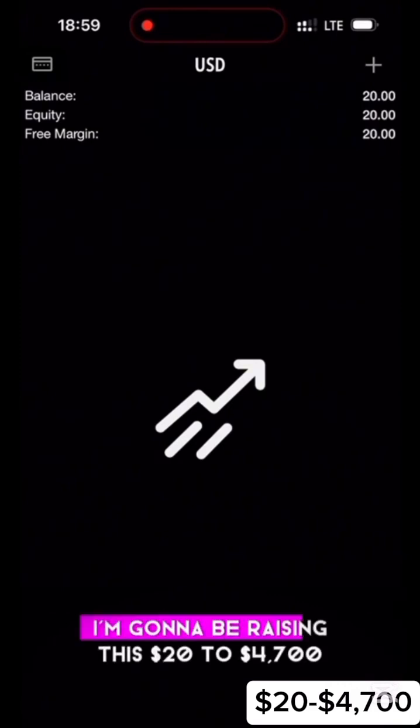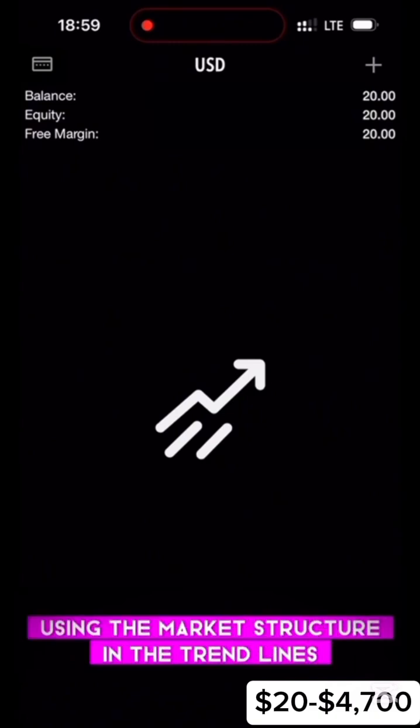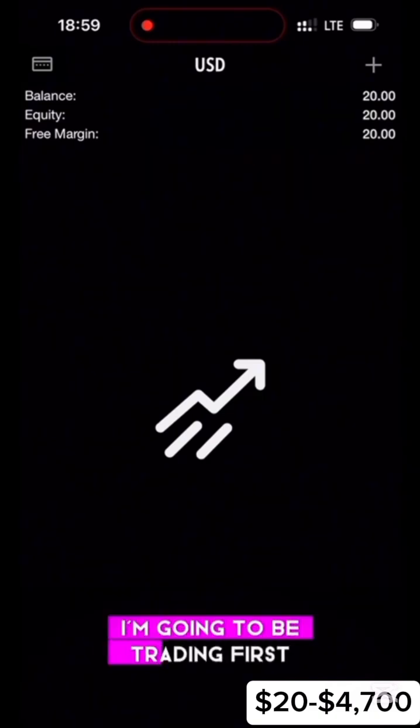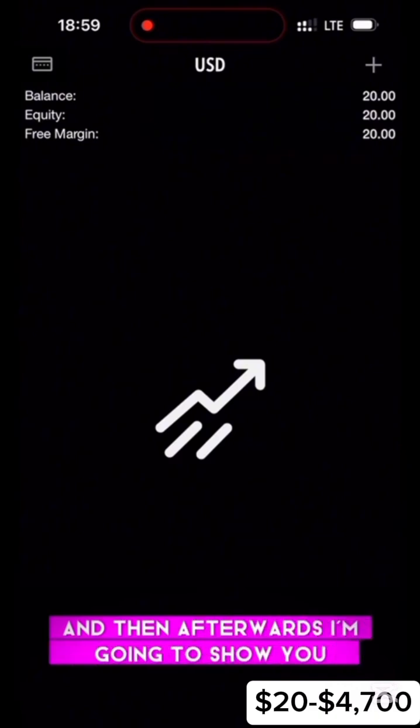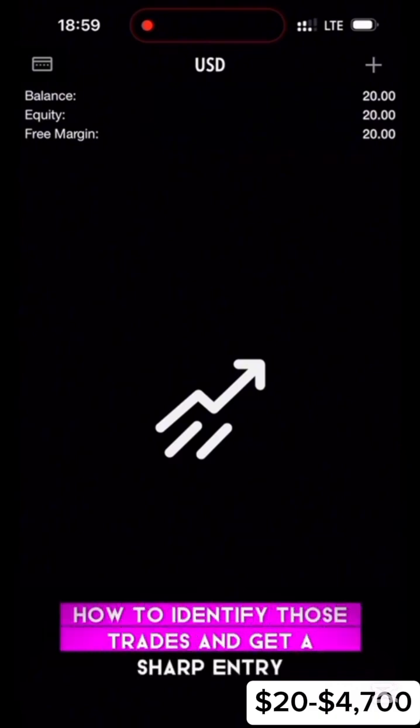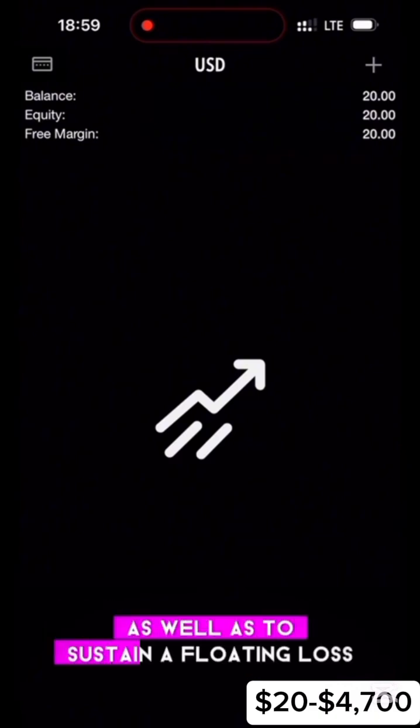So in this video, I'm going to be raising this $20 to 4,700 using the market structure and the trend lines as well as the Bollinger Bands. I'm going to be trading first, and then afterwards I'm going to show you how to identify those trades and get a sharp entry as well as to sustain a floating loss.